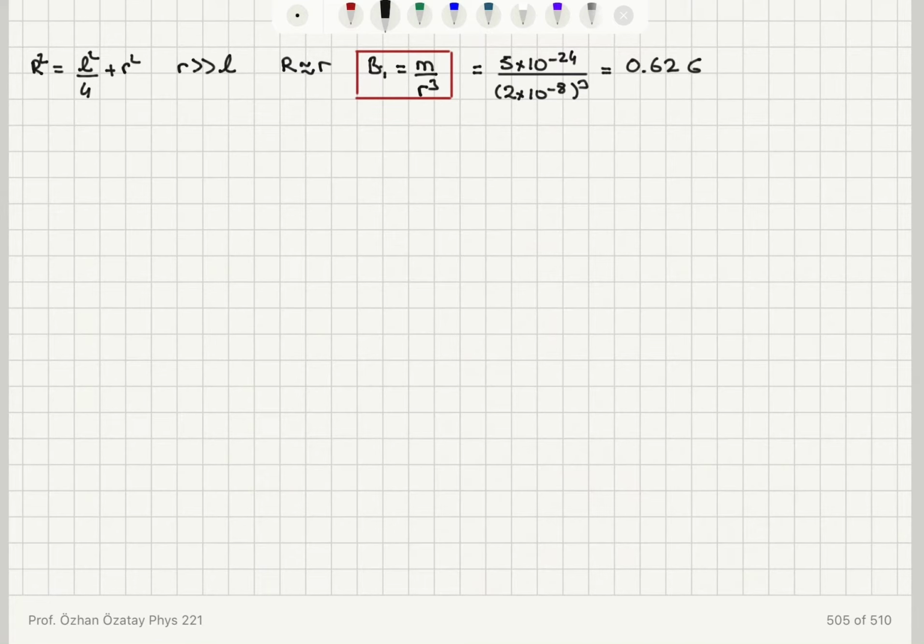0.62 Gauss. And if you want to work in SI, 1 Tesla in SI units is equal to 10 to 4 Gauss. Gauss is in CGS units. So you can see that the magnetic field B internal is 6.2 times 10 to minus 5 Tesla.